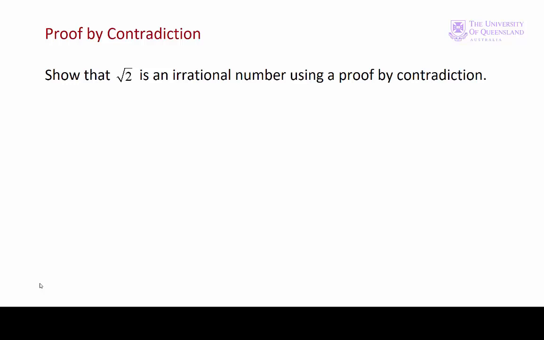The first step in a proof by contradiction is to assume the opposite of what we want to prove. Here we want to prove that the square root of 2 is an irrational number, so we start by assuming it's a rational number. If that's the case, then the square root of 2 is equal to some ratio, a over b.